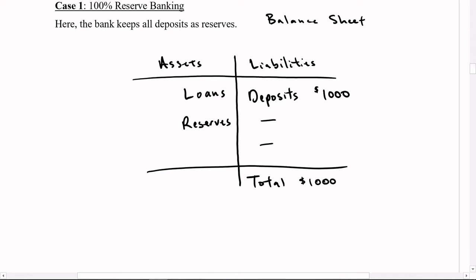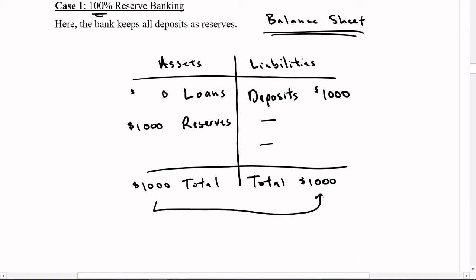And so in this case, we have 100% reserve banking, so 100% of our deposits need to go into reserves, and therefore $0 are lent out. And so the total assets are 1,000, and our balance sheet balances, right? Assets must always equal liabilities. So our balance sheet balances.